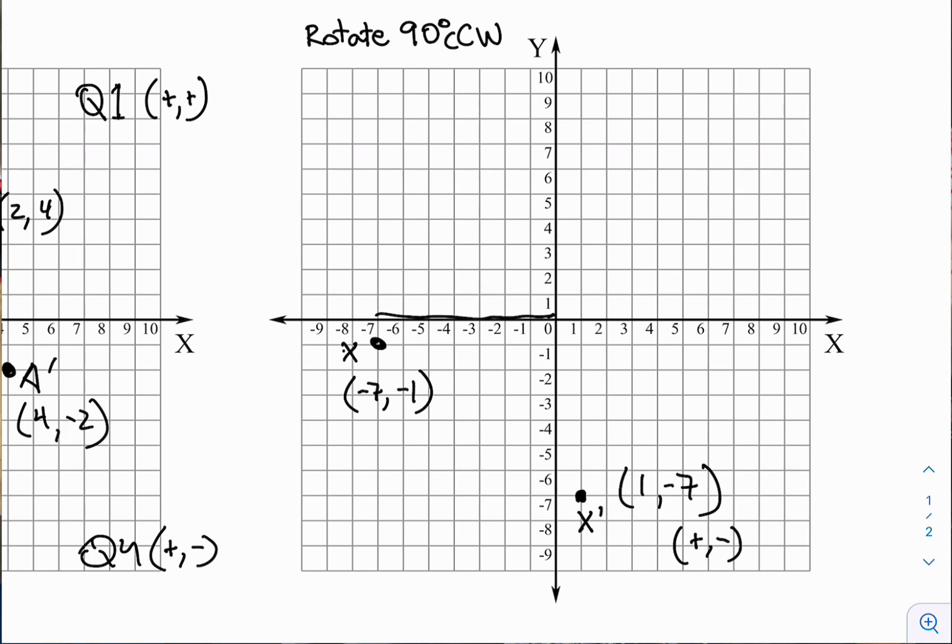Again, double check with the hockey stick. Down 90, down 7 over 1. Perfect. Okay, so that's how we do rotations of points. We're going to move on to shapes next video, but do some practice with that and be able to move points around in any direction around the Cartesian plane.